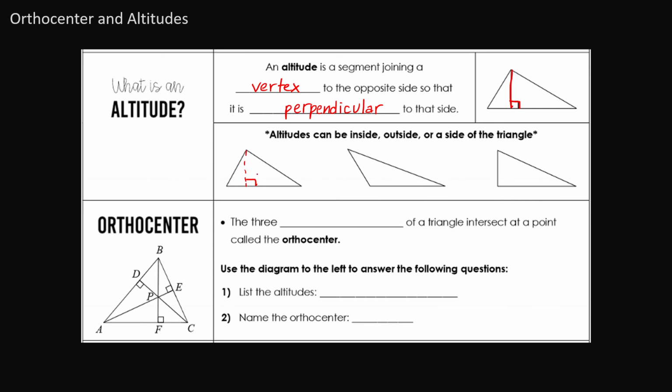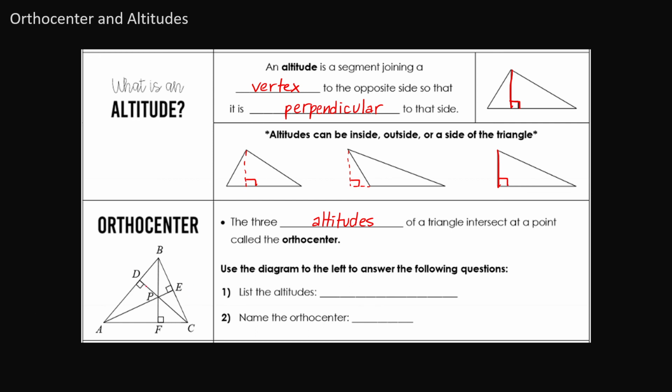So that was in an acute triangle. In an obtuse triangle, it's actually outside. Pretty neat. So it's going to be this portion here, as long as it forms a right angle with the base. And in a right triangle, the altitude is just a leg of that triangle because it's already a right angle. So the orthocenter of a triangle is formed by the three altitudes of a triangle.